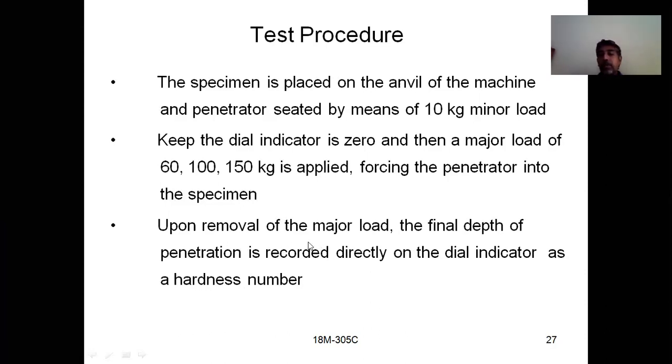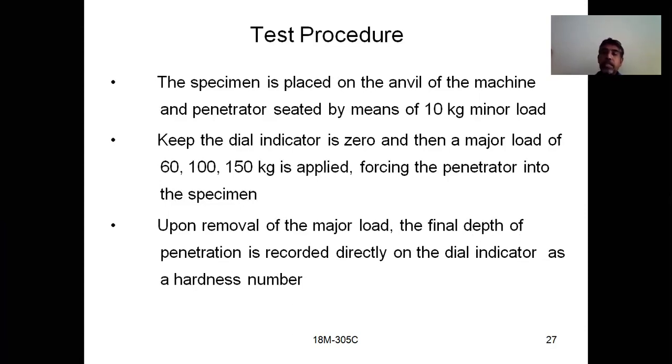So later what do we have to do? We have to remove the major load and find out how much depth it has entered into the specimen, and that can be recorded. From that, we will have a direct reading on the dial indicator that gives the Rockwell hardness number. Rockwell hardness number.